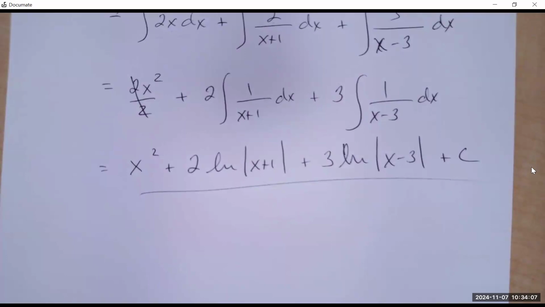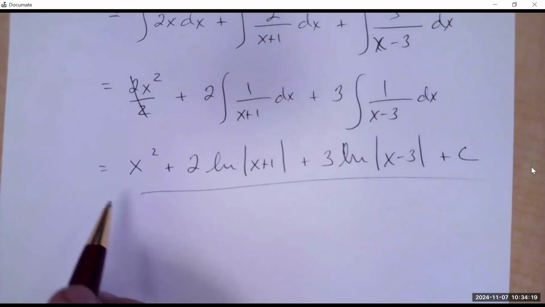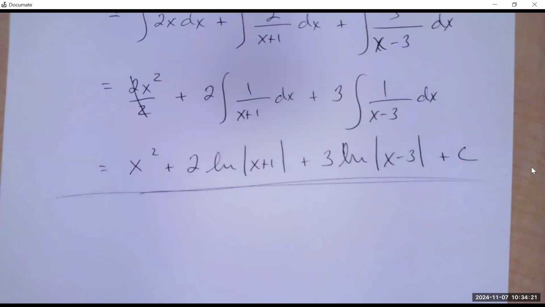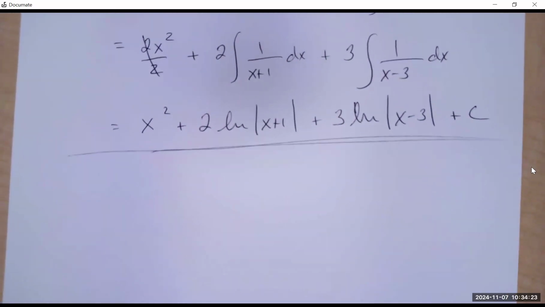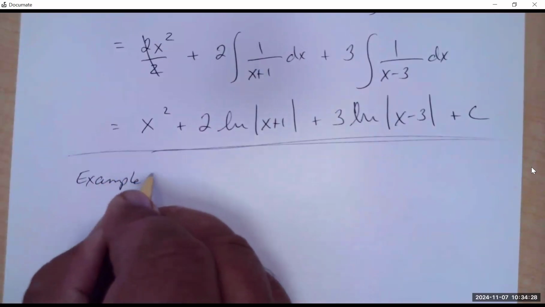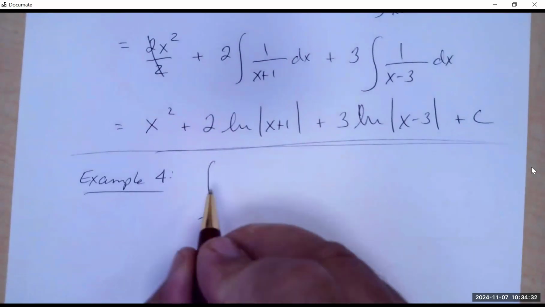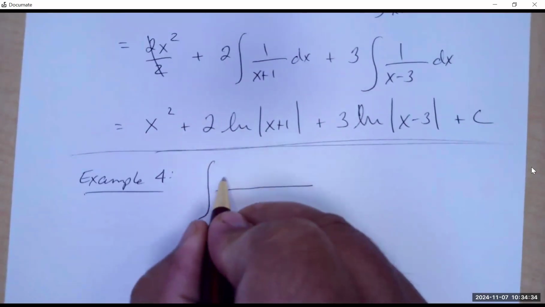Look for the next example here. What do y'all think? It's pretty much straightforward what you have to do. Example 4 now takes us on a little bit of a different path.